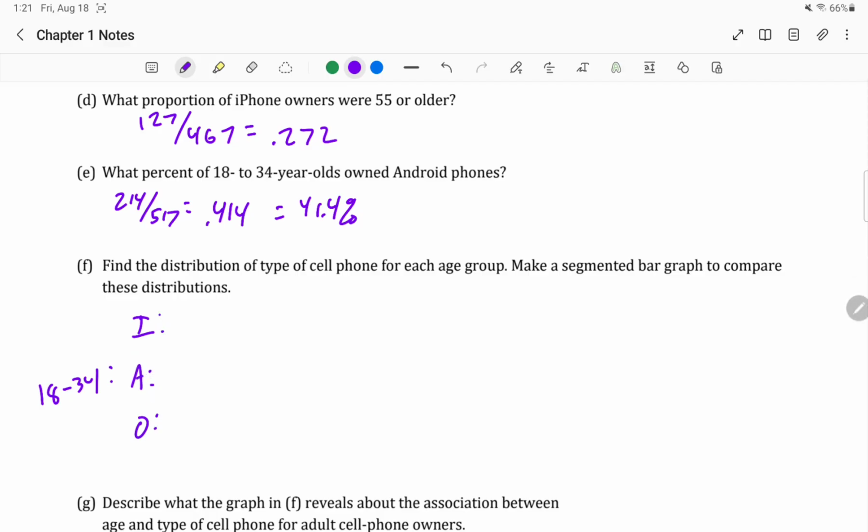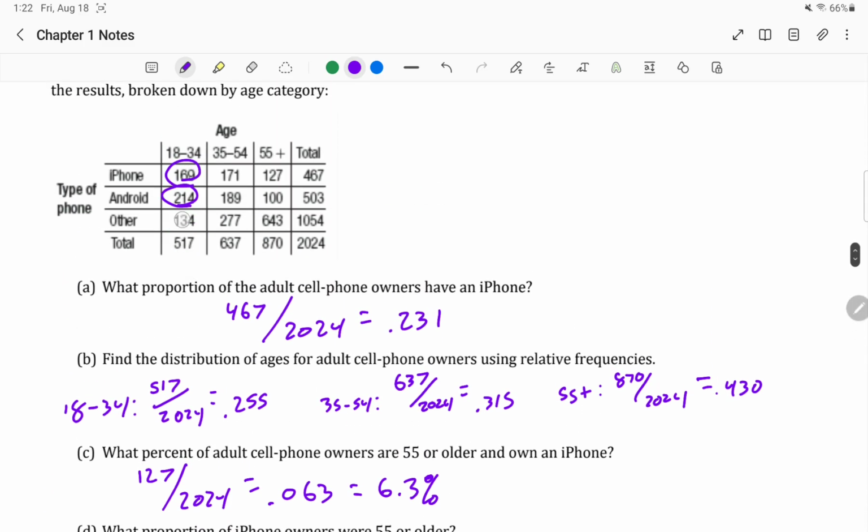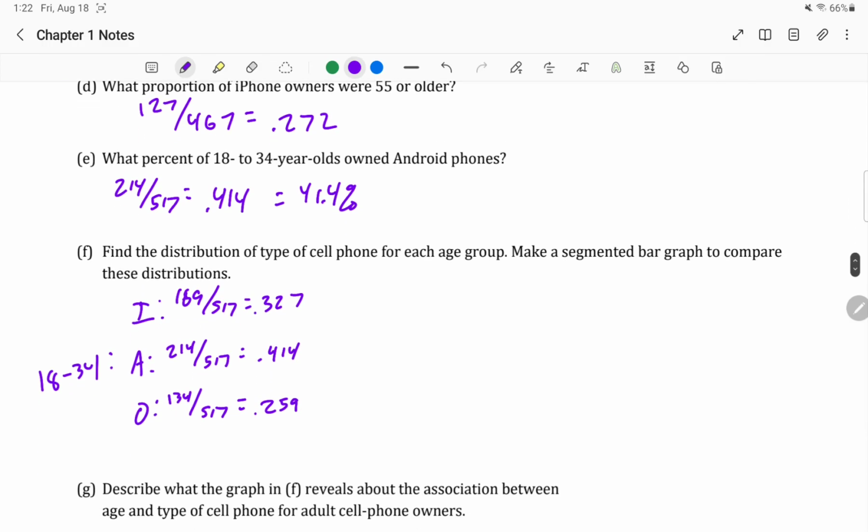So for iPhone, that was 169 over 517, which is 0.327. Android was 214 over 517, which equals 0.414. We just found that up above. And then other was 134 over 517, which is 0.259. If I'm going too fast for you, feel free to pause the video. I'm just grabbing all this data from up here on this two-way table. Okay, so it's a nice thing about videos is you can pause and go back and whatever.